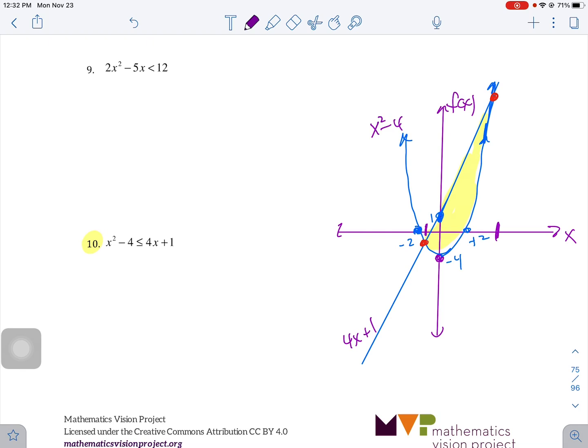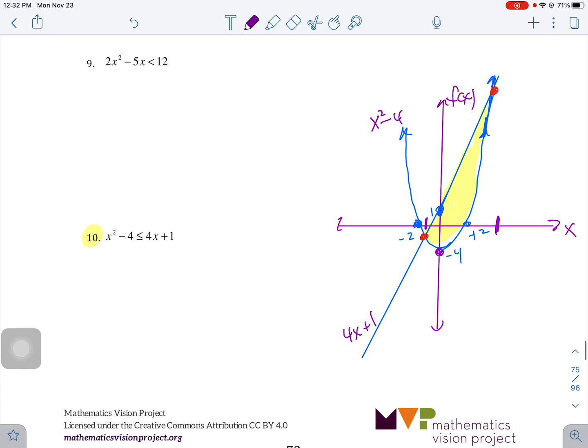One way is to see where they're equal. That's where the two functions are equal. So let's try solving as an equation. x squared minus 4 equals 4x plus 1. If you subtract 4x and subtract 1 from both sides, then you've got 0 equals x squared minus 4x minus 5.